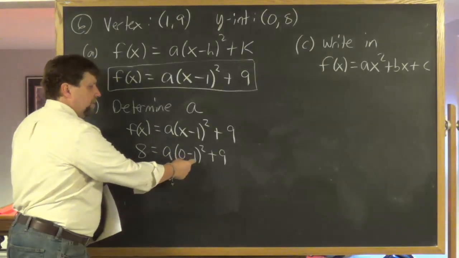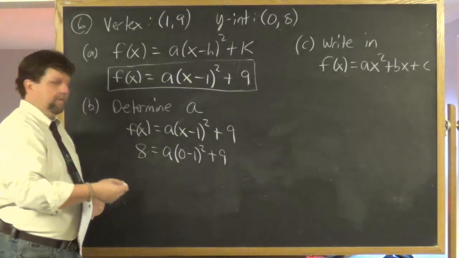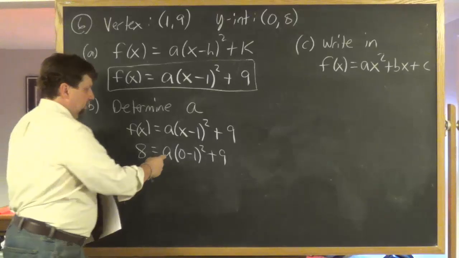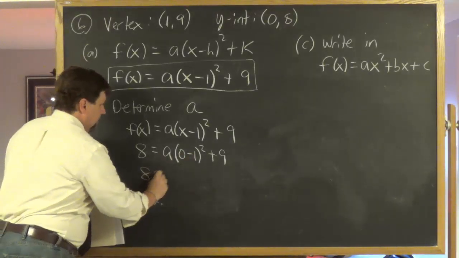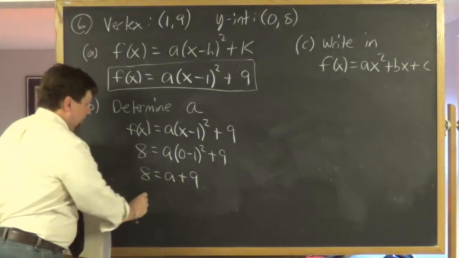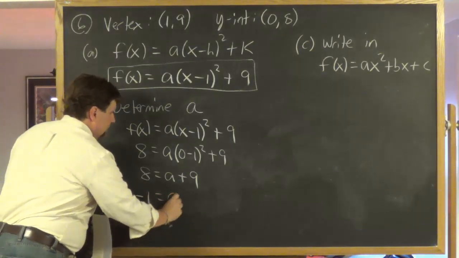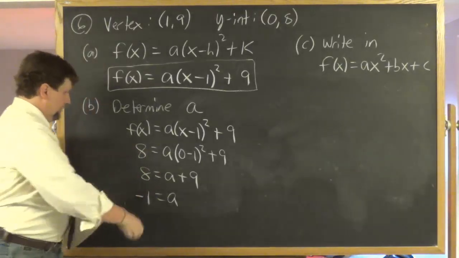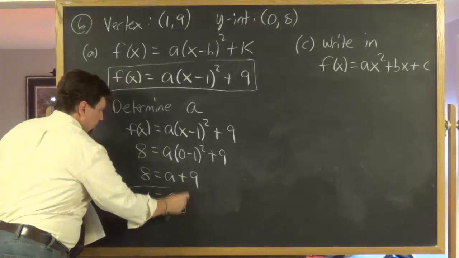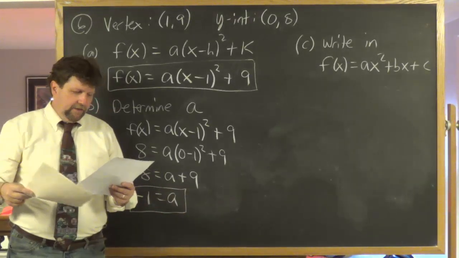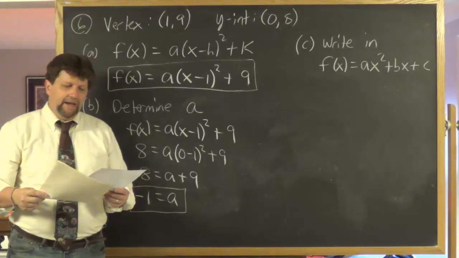Because 0 minus 1, well, that's negative 1. Negative 1 squared is positive 1. So a times 1 is a. Subtract 9 from both sides, you get negative 1 is equal to a. So that means we're done with part B. Part B asked us to just find the value of a.